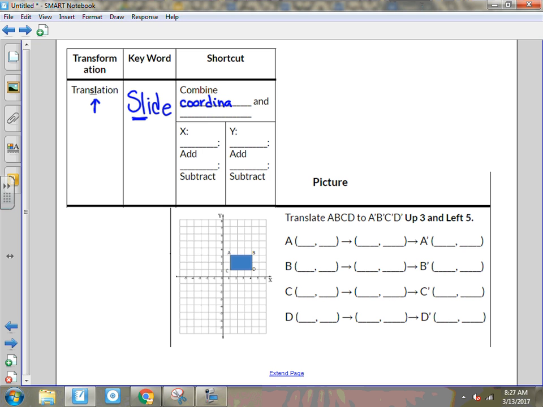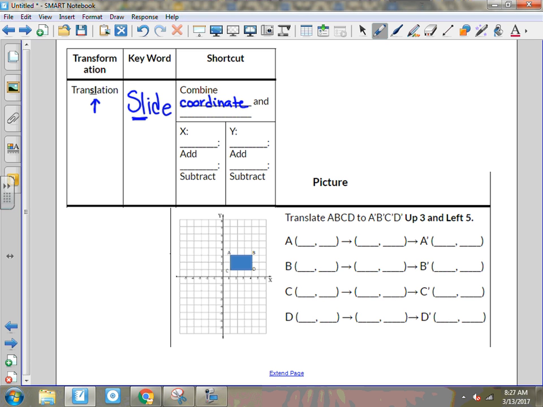Make sure you're filling this in. So combine the coordinate and whatever your new change is going to be. And that'll make sense in just a moment. So we have some key words that are going to help us. With x, they always use left and right. So right would be adding, and left would be subtracting. While our y coordinates, they use up and down. So up is going to be adding, and down will be subtracting.